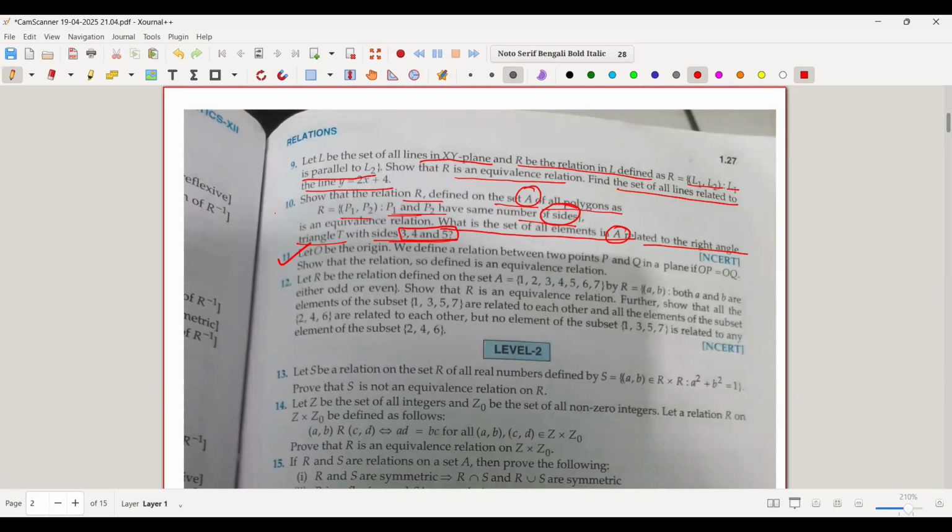Okay, that's right. Let R be the relation defined on the set {1, 2, 3, 4, 5, 6, 7} by (a, b) such that both a and b are either odd or even. Show that R is an equivalence relation. Further, show that all the elements of the subset {1, 3, 5, 7} are related to each other and all the elements of the subset {2, 4, 6} are related to each other, but no element of the subset {1, 3, 5, 7} is related to any of the elements of the subset {2, 4, 6}. This is very good.